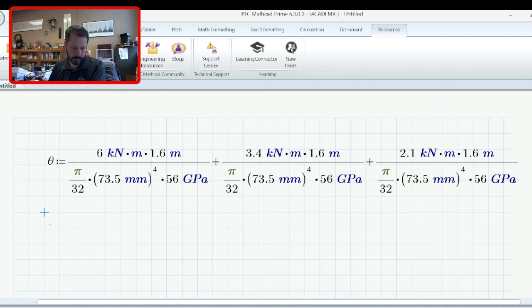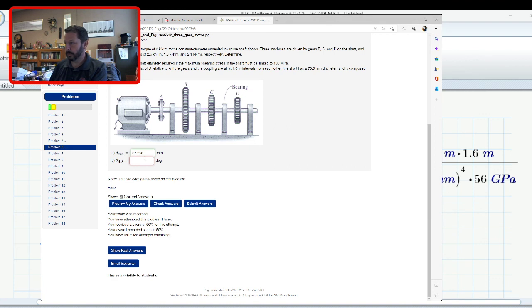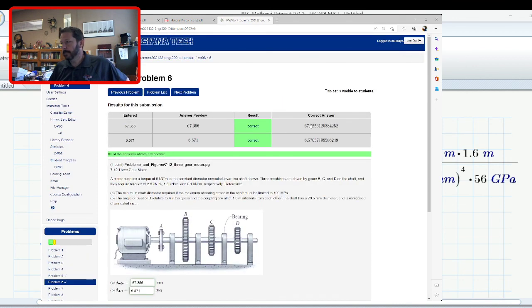And then we will just ask it theta equals, WebWork wants this in degrees, so let's say degrees, 6.571. So let's put that into our WebWork, 6.571, submit, and we got it right. We did round a little bit there, but it was happy with us, I guess.